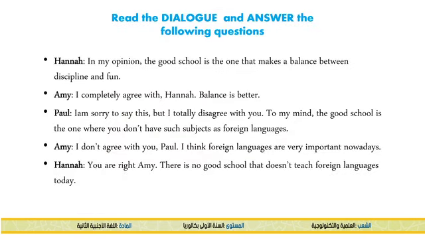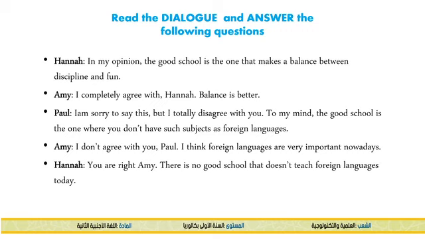Let's move on. We have here a dialogue. We are going to read this dialogue, and after that we are going to see the expressions that are used here. So let's start. We have three people: Hannah, Amy, and Paul. Let's start with Hannah.